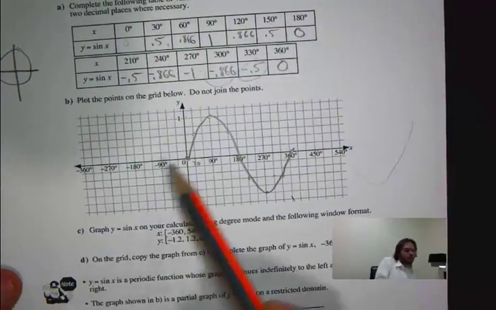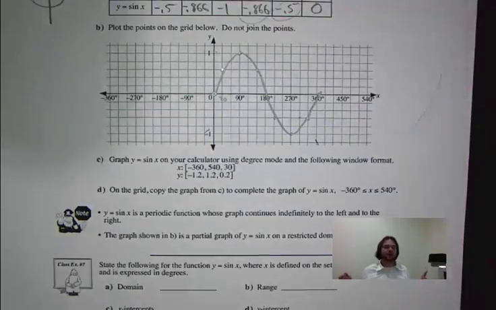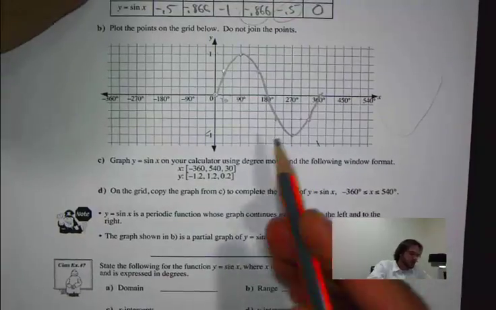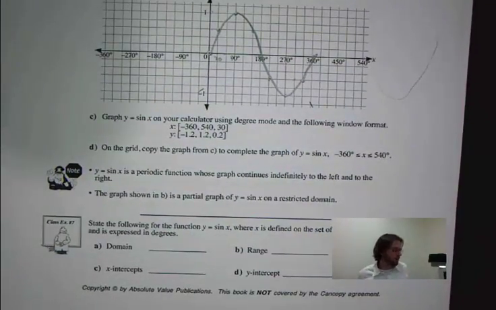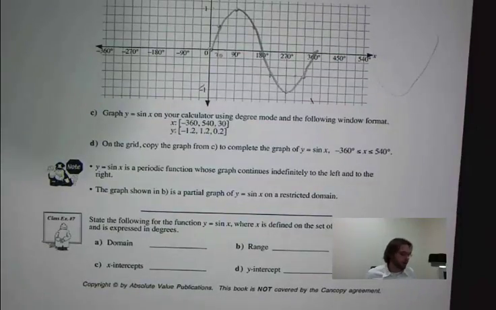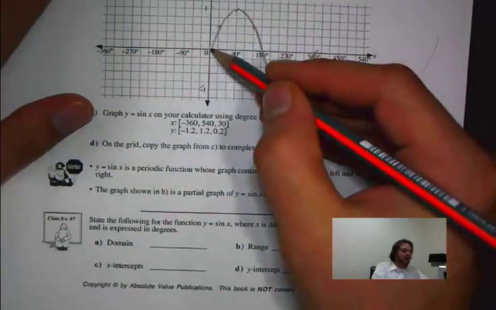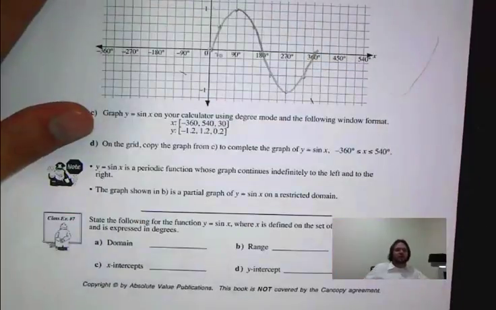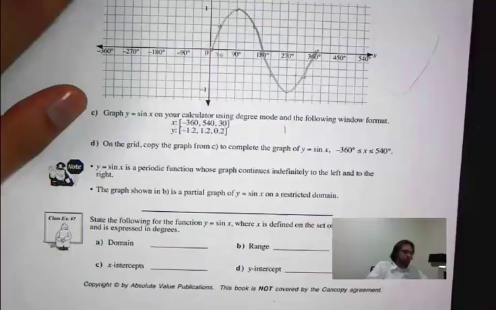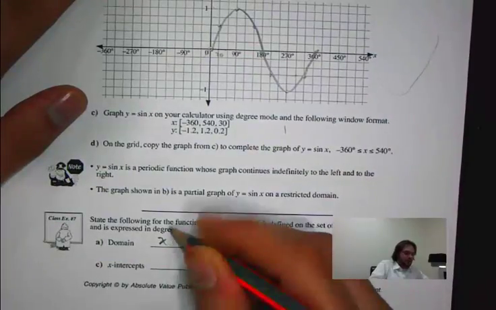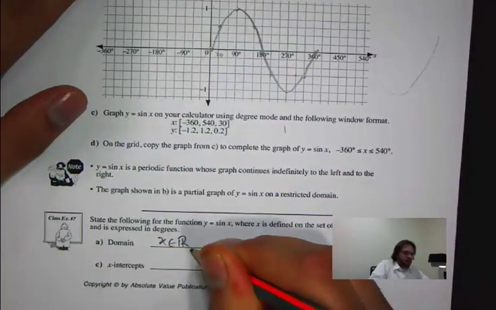So anytime we have a wave, this might have to do with sound and stuff like that, these are sinusoidal functions. Okay, sinusoidal functions. Now, it says copy the graph and complete the graph. So here we go. State the following for sine x, where x is defined on the set of any real numbers. So what is the domain? If I look at this graph, it goes forever that way and forever that way. So my domain is x is an element of all real numbers.